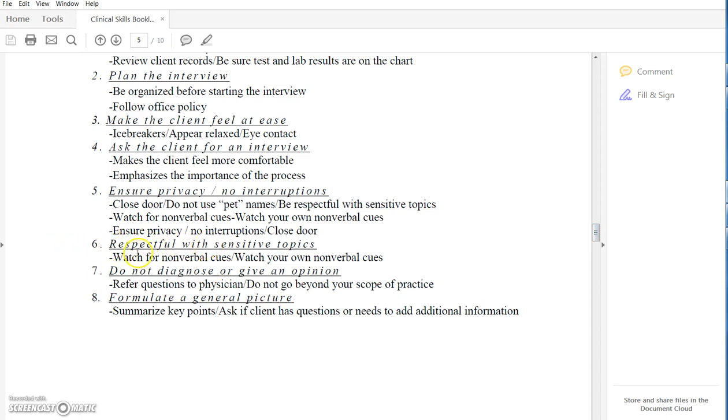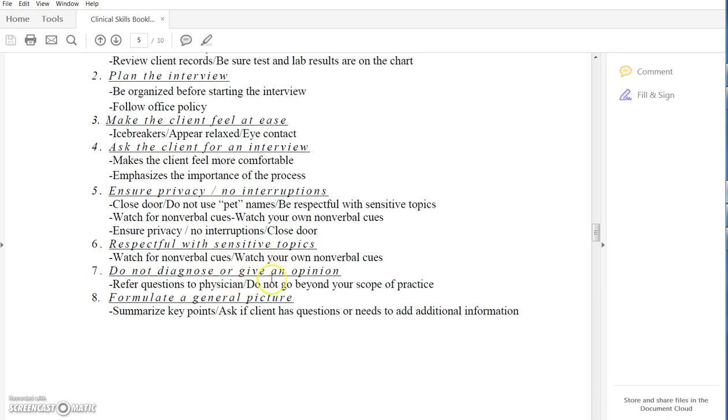And again, with step number 6, be respectful with sensitive topics. Some people will not want to talk directly to you about these sensitive issues. Recognize that and put that in the notes that the client would rather speak to the physician upon entry.